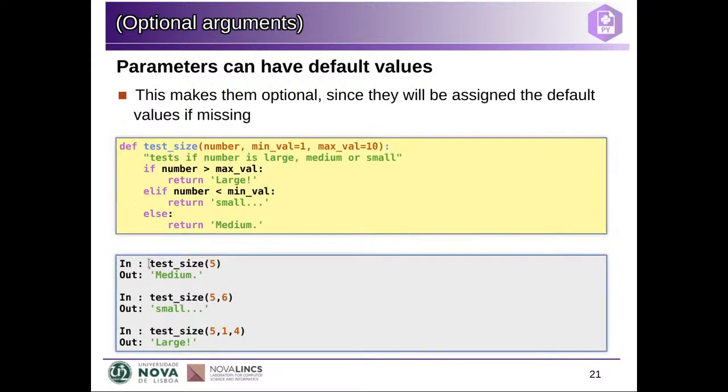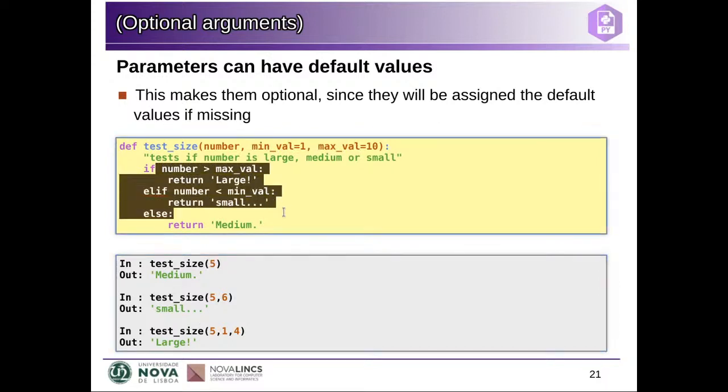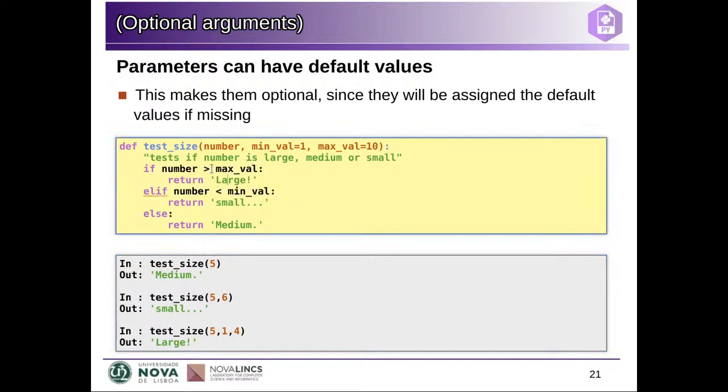So if I just ask for test size 5, the 5 is given to the number parameter, which does not have a default value, but both these parameters will have their default values. We don't need to specify anything there. So since minval will be 1 and maxval will be 10, given that this one is 5, when we check these conditions, it's not greater than the maximum, it's not smaller than the minimum, so it's medium, and that's what we get.